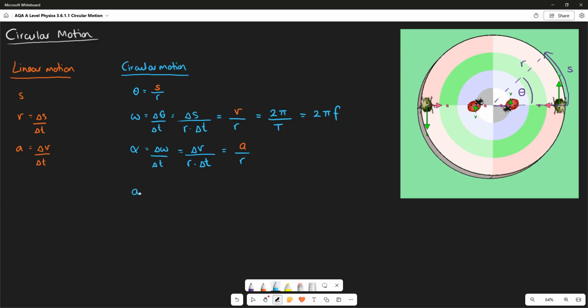The centripetal acceleration, that is the acceleration that keeps the object moving in a circle, is defined as v squared over r. With some algebraic manipulation, we can turn this into multiplied by r, v over r is the angular velocity.